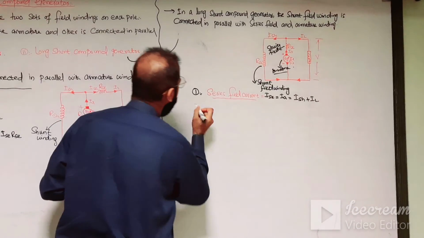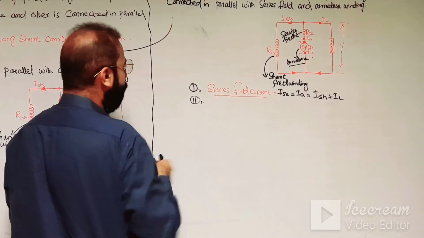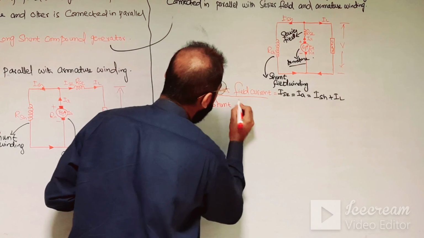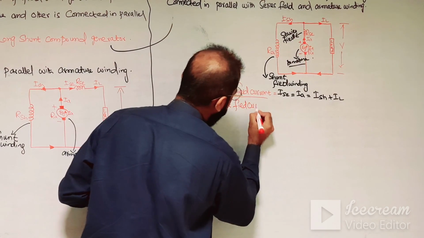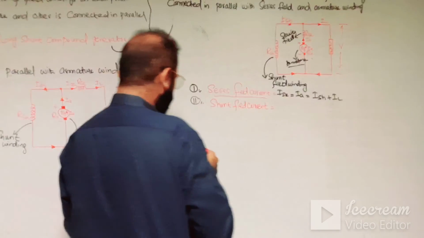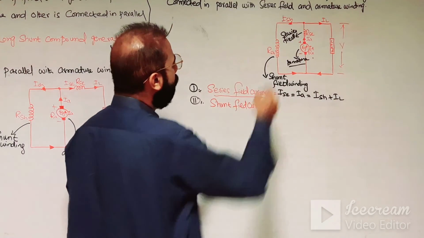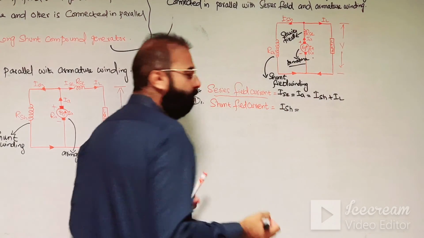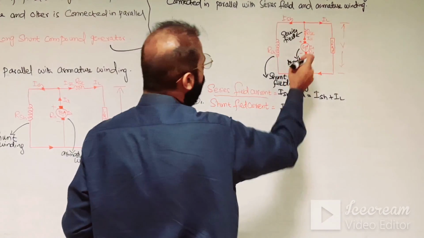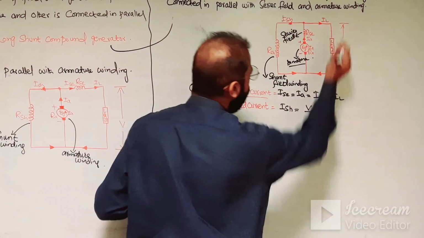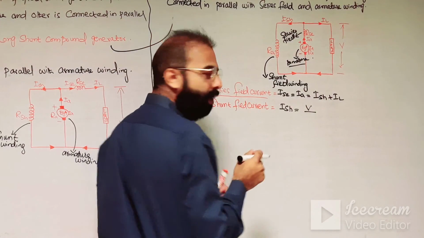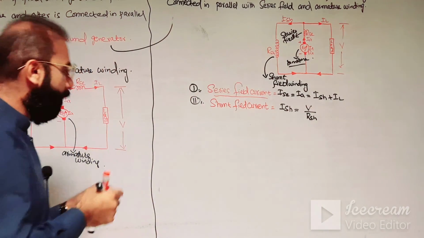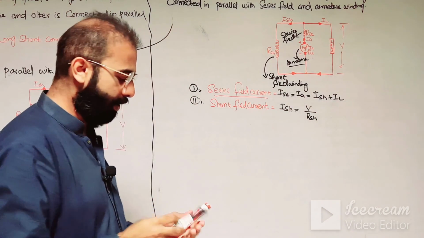Second is the shunt field current. Now, as you can see, this is the shunt field current, so it's very simple. According to Ohm's law, I is equal to V over R. So I shunt is equal to the terminal voltage generated by the long shunt compound wound generator divided by the resistance of the shunt field winding. So I shunt is equal to V over R shunt, okay.